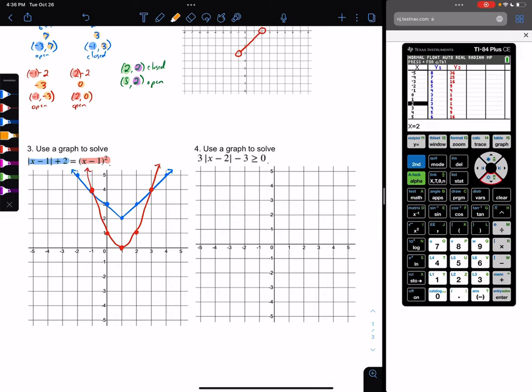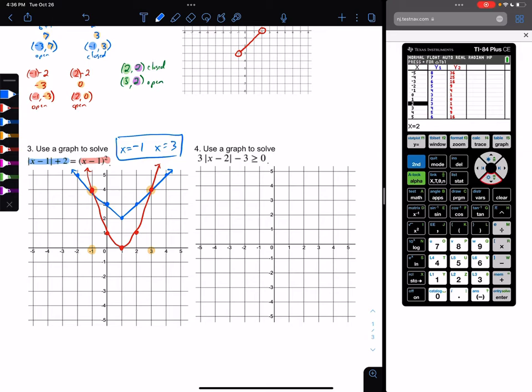And then my solutions are where they intersect. So they're going to intersect right here. And I want the x values for those solutions. So the x values are, let's write it up here, x equals -1, x equals 3.